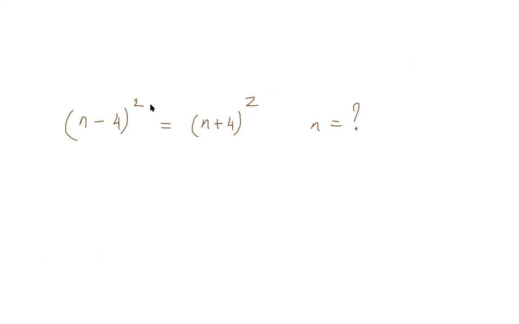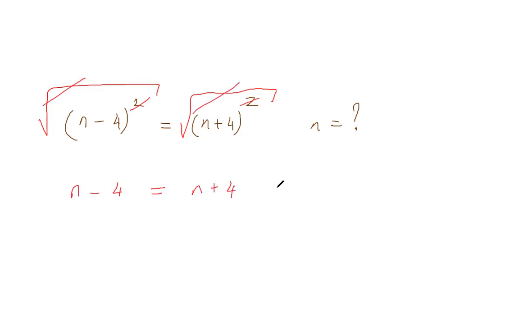Power 2, power 2. So, till here, any question? No. Here, be careful, please. When I cancel, I can't say this. No, that's wrong. Why? Maybe n minus 4 is negative. Maybe n plus 4 is negative. You know the radical result is always positive. For that reason, we have to do this. Now, it's okay.